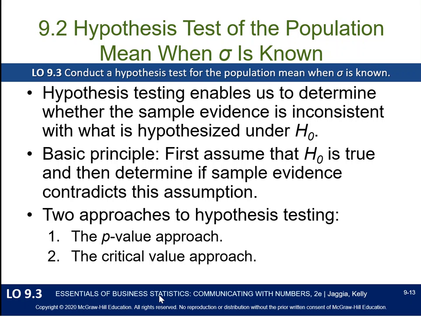Now, there are two approaches to hypothesis testing. We're only going to be doing the p-value approach. We're not going to be looking at the critical value approach. It's not quite as sophisticated. It's a little simpler. It's more for calculating by hand, and it's not quite as specific.